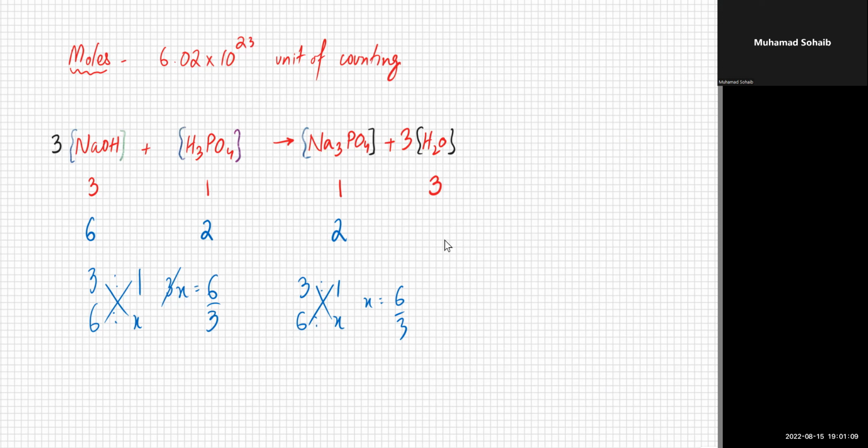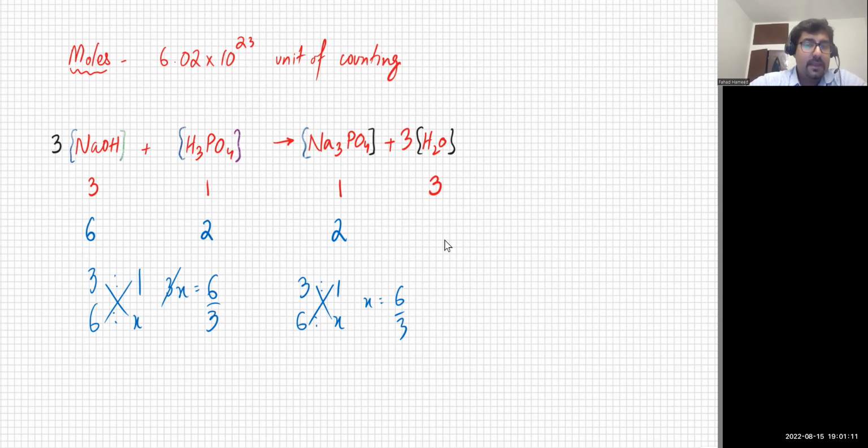Okay, exactly. So it's going to be 6 because 3 produce 3. 6 will produce exactly 6. So that's the first thing that you have to understand, that you're going to count atoms in moles. So if you're given 6 moles, they're going to react with 2 moles of this, and the product that is going to be produced is going to be 2 moles of this and 6 moles of this.